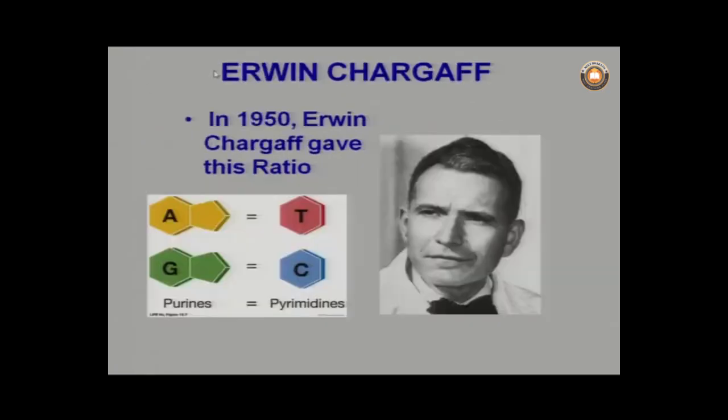Later on, Erwin Chargaff in 1950 gave the ratio, also called the Chargaff ratio, which states that in a particular DNA fragment, the number of purines will always be equal to the number of pyrimidines. If suppose there are a thousand adenine nucleotides in a particular DNA fragment, then there will be 1000 thymine in that DNA. Similarly, the concentration of guanine will always be equal to the concentration of cytosine in a particular DNA fragment.